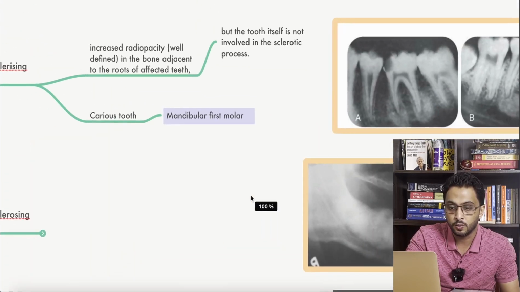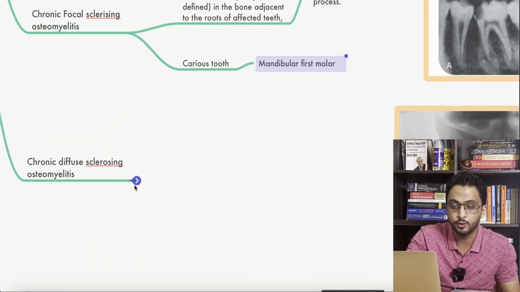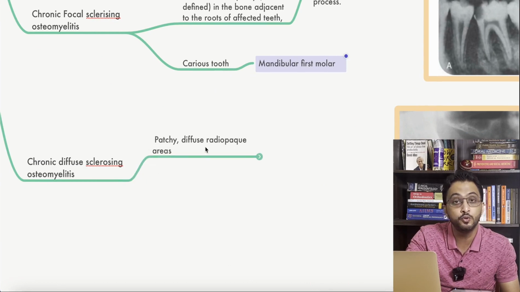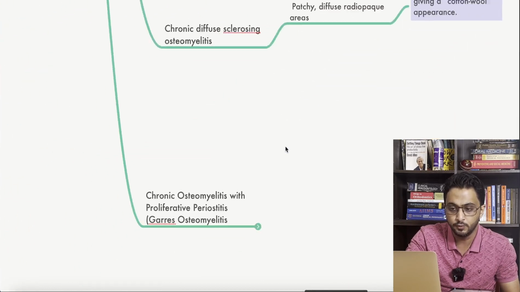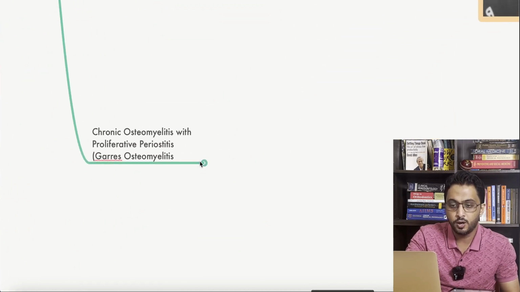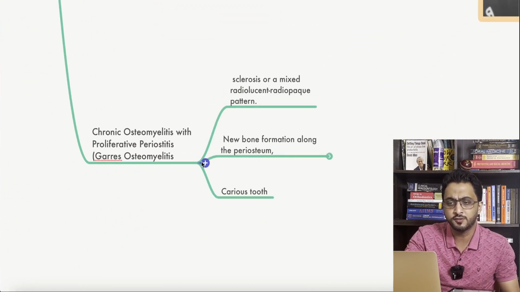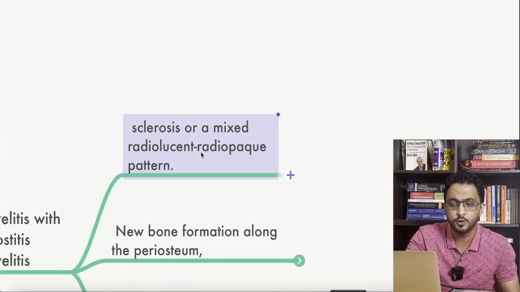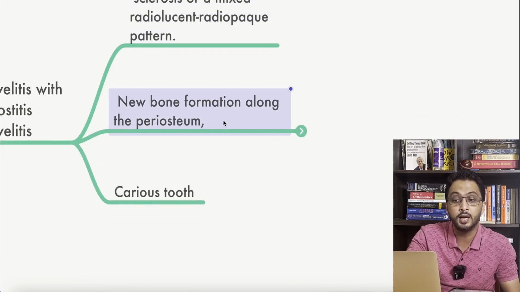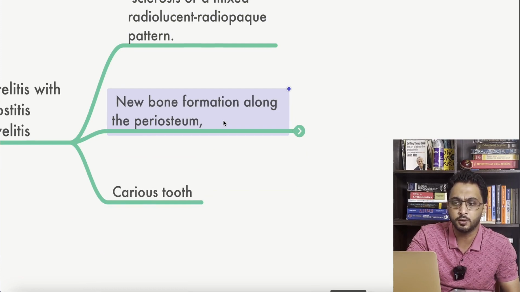Now chronic diffuse sclerosing, I told you already, is a patchy diffuse radiopaque area giving a cotton wool appearance. Now proliferative periostitis, how does that look? Sclerosis, or a mixed radiolucent radiopaque appearance. Why? Because of new bone formation along the periosteum. There will be new bone formation along the periosteum. I'll show you the picture.